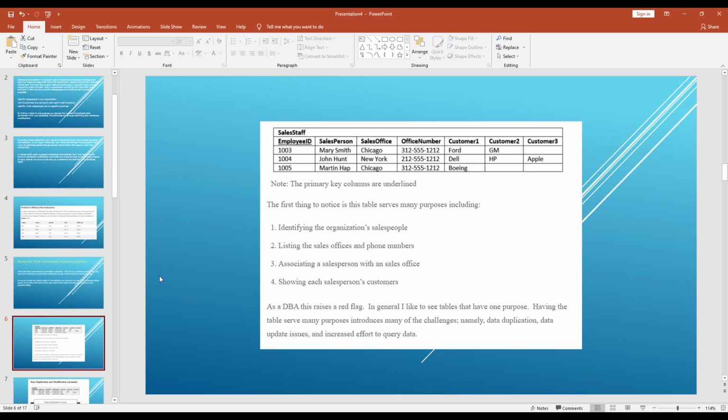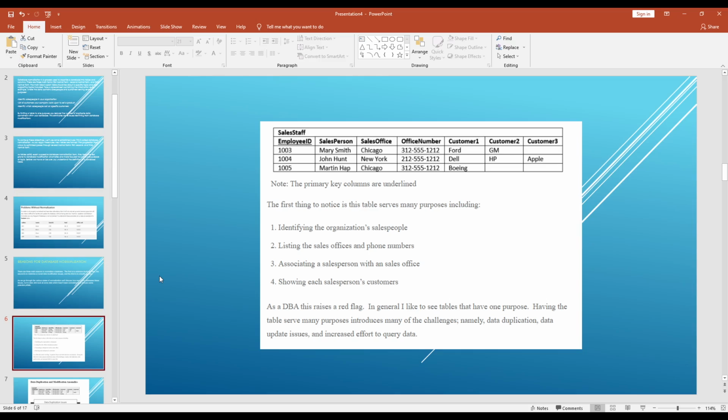And in the fifth column is customer 2. First row GM, second row is HP. And in the sixth column is customer, and we have a second column is Apple. Note, the primary key columns are underlined.